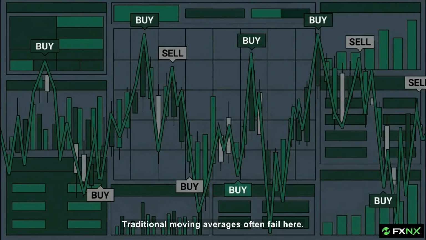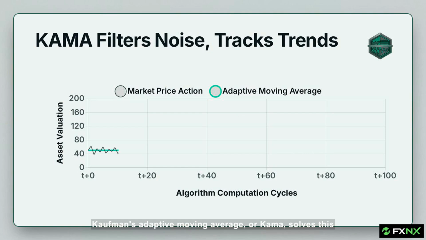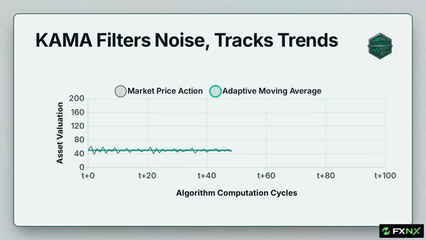Traditional moving averages often fail here. During high volatility sessions, standard lines trigger false signals and induce retail participation right before the trend reverses. Kaufman's Adaptive Moving Average, or KEMA, solves this by adjusting to market speed. It remains flat during noise and accelerates only when a clear trend emerges.